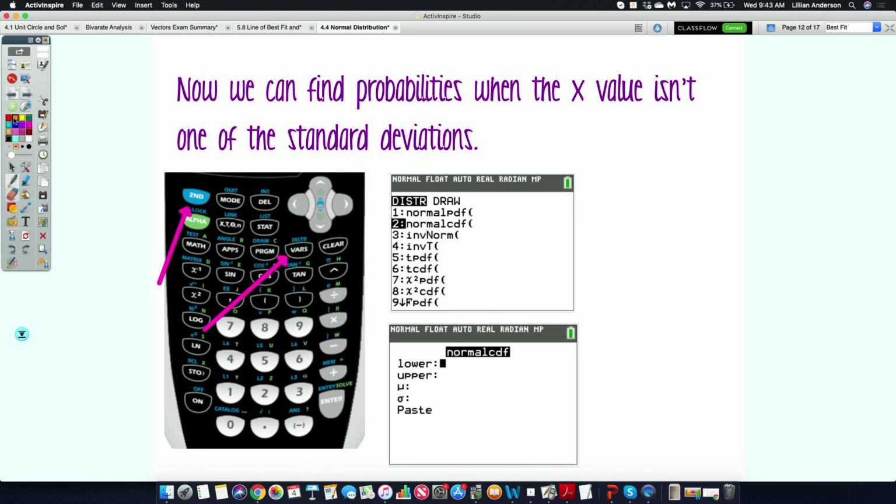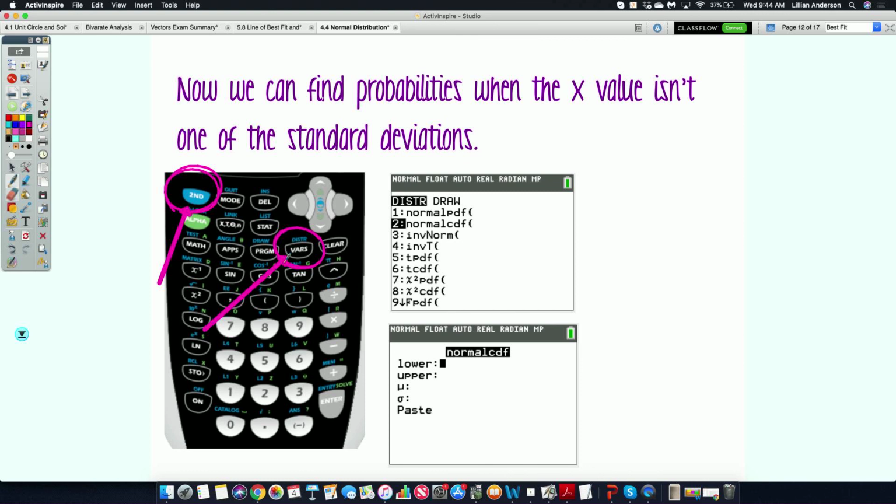And what you do is, everybody has their calculator? You press your second button, then you press your VARS button, and it'll pull up this screen right here. So press your second button and your VARS button. Does everybody get these options right here? Distr stands for distribution. Okay?